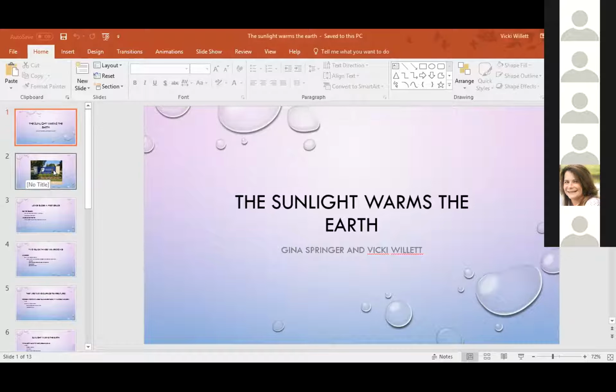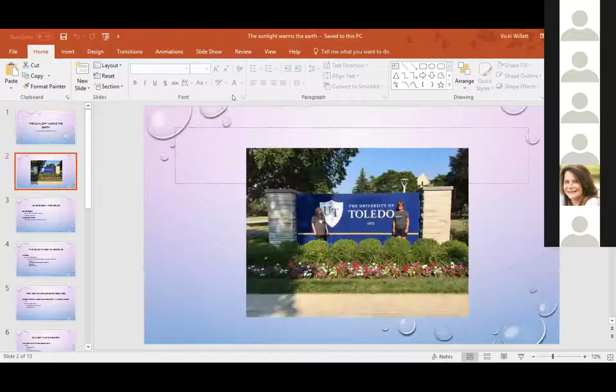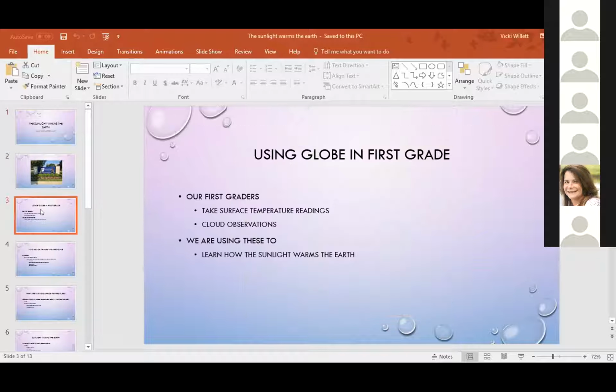So we're going to talk about how sunlight warms the earth. And here is Gina and me at University of Toledo, where we learned exactly what to do. Go, Gina, it's you.